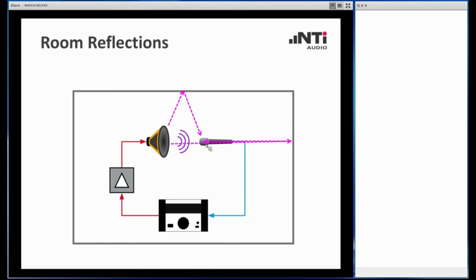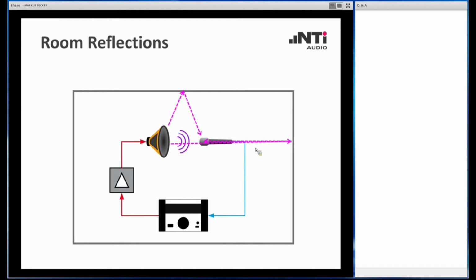One way would of course be to shield the walls and the ceilings in the room, to go into an anechoic chamber, but this is a very expensive way, a very complex way, and it's not really applicable for mass production, for instance. So we have to find another solution, and I'm going to present one to you in a few minutes.